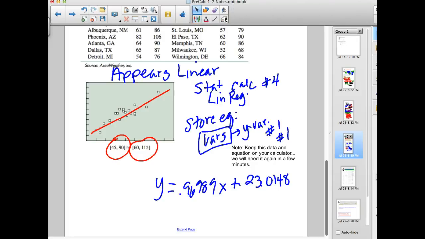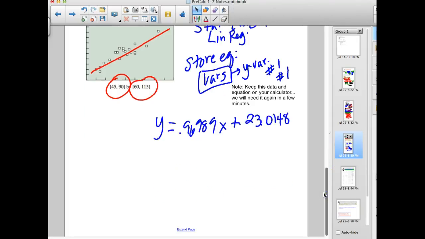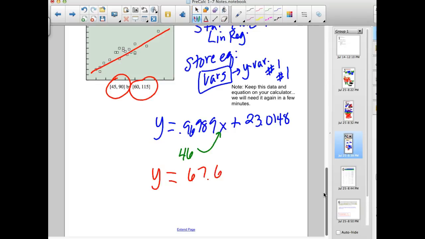And now we can use that to find the temperature when our low was 46. That was the second question they said. What would the temperature be in that town if the low was 46? You can either type it in by hand, or you can go to your table and look at what you get for 46. We are getting a y value of 67.63. And the actual high temperature of that day for that city was 67. So our formula is pretty accurate for that.